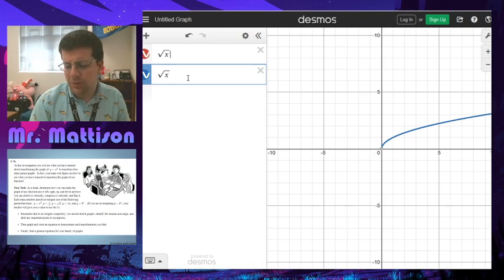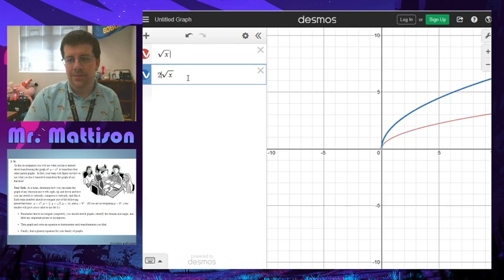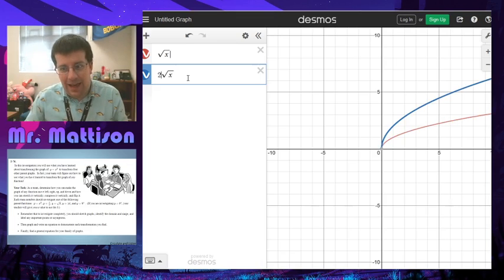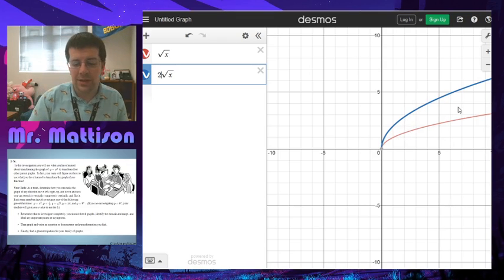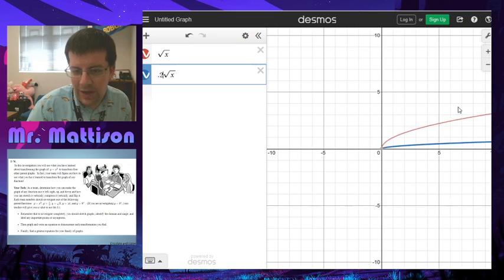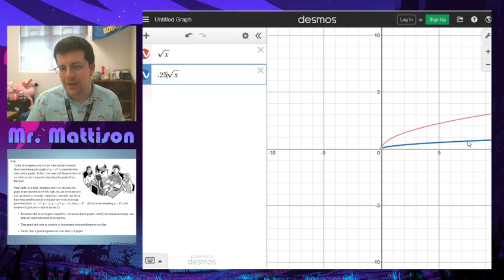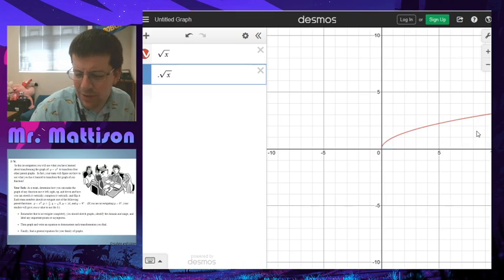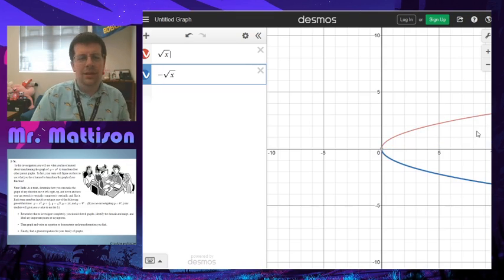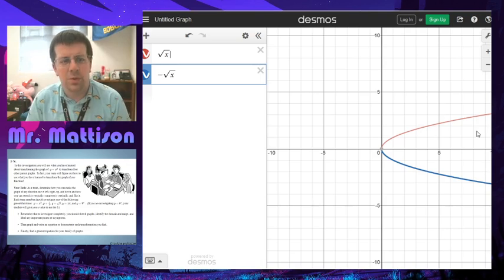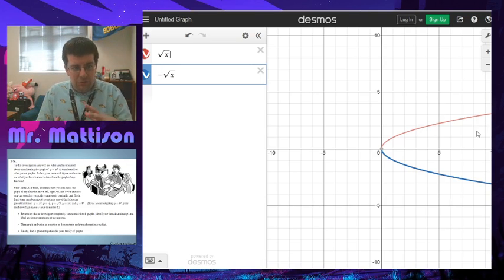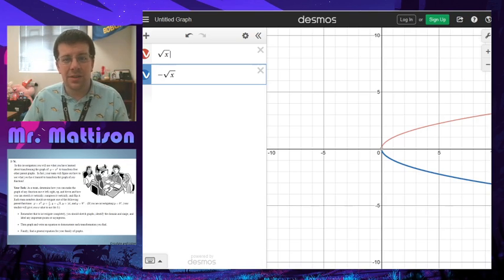What if I put a 2 out front, it should double the heights, right? Boom, it does exactly that, right? All my y values have been doubled. It's now twice the heights which it was. If I put like a 0.25, it's now a quarter of the heights of everything as I go across. So it's doing that. And if I put a negative, it should flip it. There it does. It does exactly that. So these are our kind of rules which we have discovered kind of doing this.